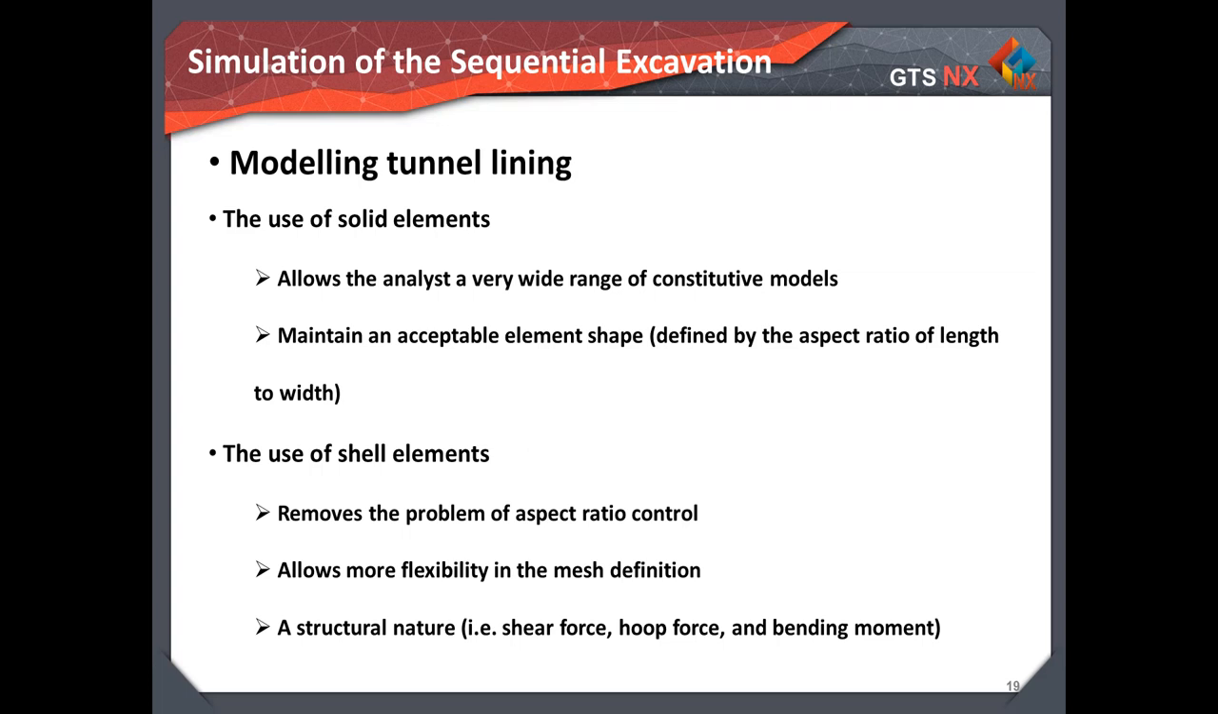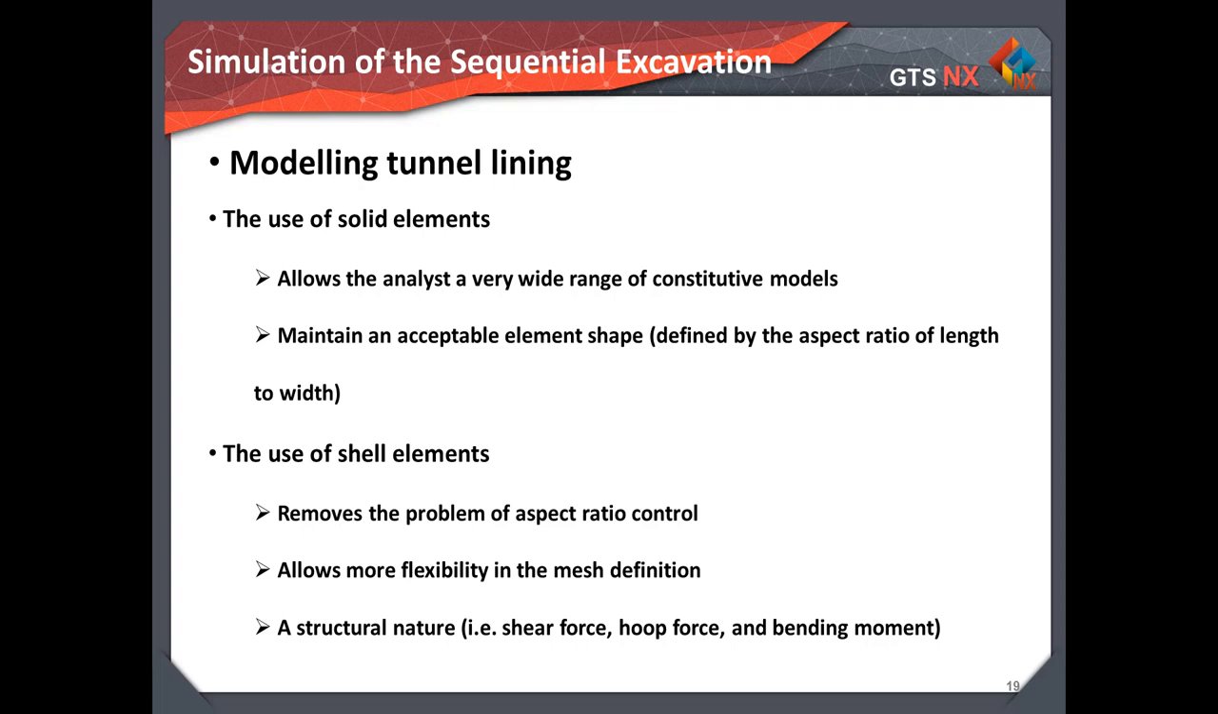Using solid elements to represent a tunnel lining allows the analysis of a very wide range of constitutive models. A significant drawback is the need to maintain an acceptable element shape defined by the aspect ratio of length to width. A tunnel lining is likely to be very thin relative to the tunnel diameter and boundary distance. The consequence of maintaining an acceptable aspect ratio is the need for a large number of elements.